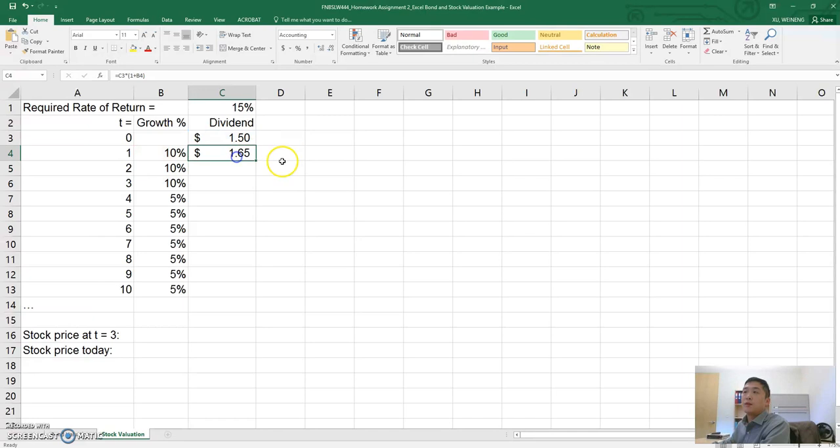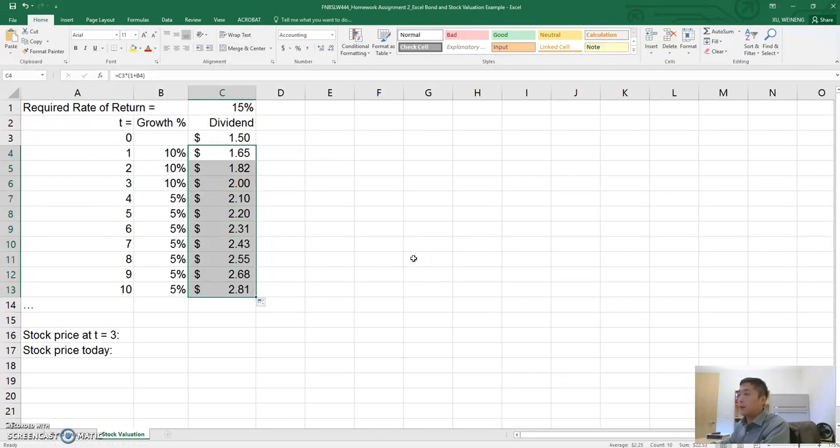Okay, so it's going to be 1.65 for the next year, and we can simply drag down to figure out the dividend in the next 2 years, and also drag down to fill all the blanks in. Okay. Now we have a better understanding of the nature of the dividend. Okay, so we have 10% growth in the next 3 years, and then 5% growth beyond into the foreseeable future.